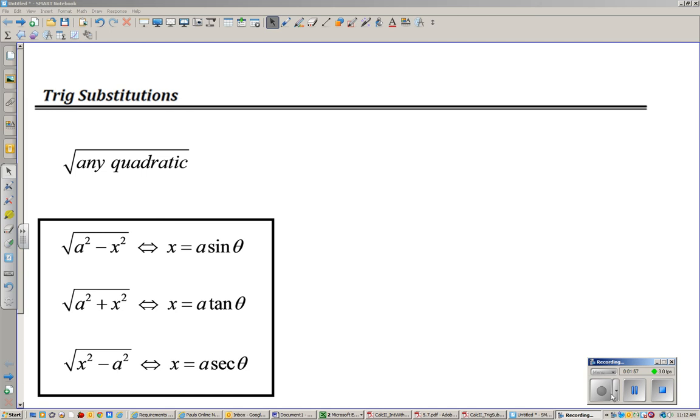And finally, the other combination is, what if we have x squared minus some number squared? Well, that's going to call for us to take the x out and put in its place a times the secant of theta.